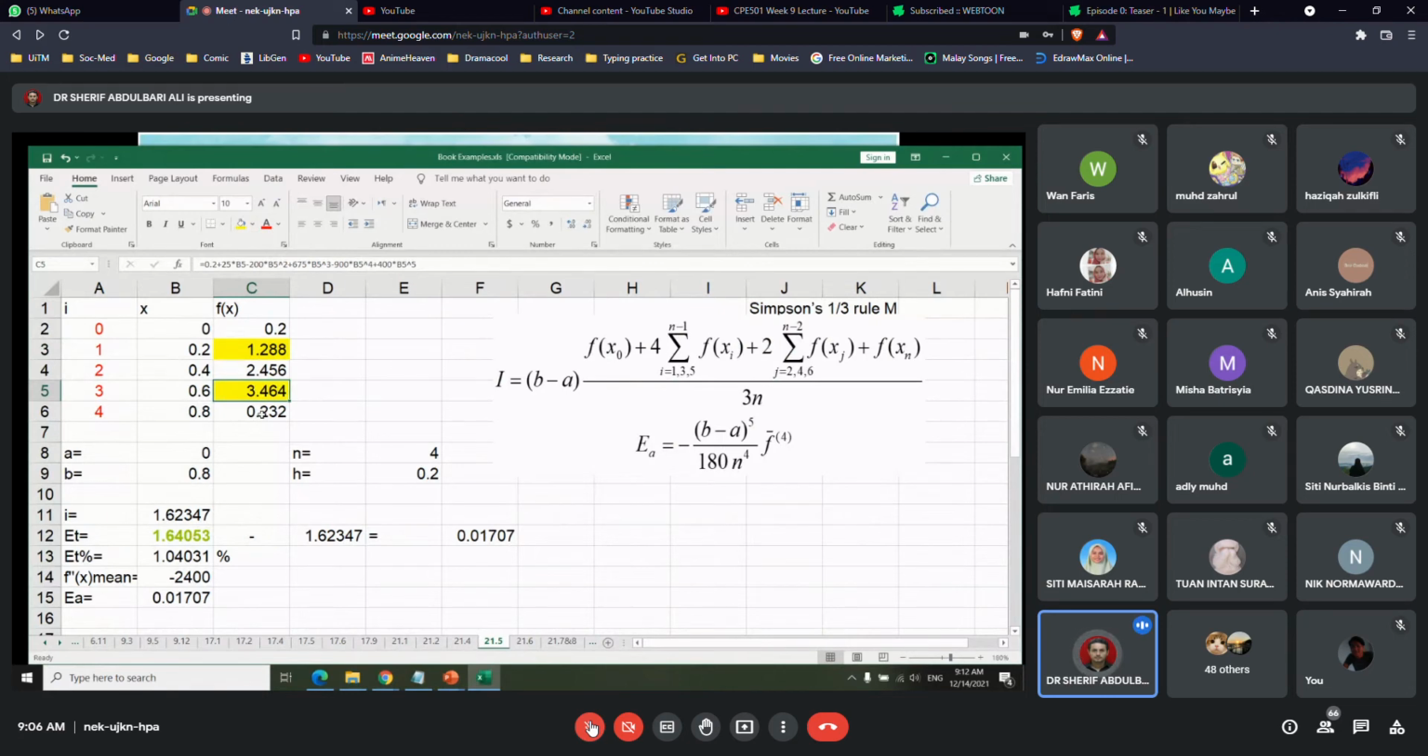Can I take this one? No, because this is for 4, right? So 1, 3, and 5. Is it clear what I mean here about this part? Any question?